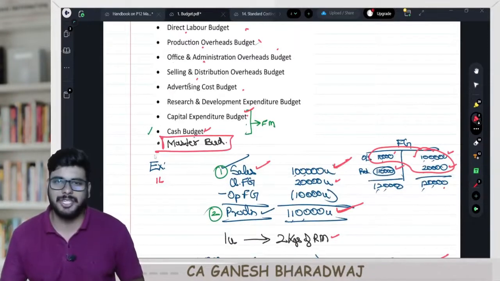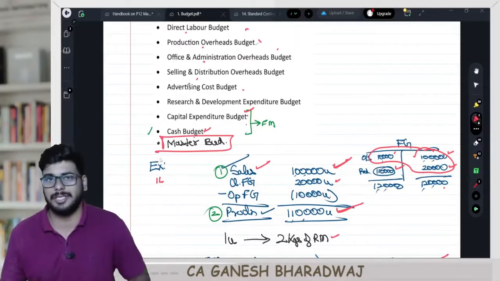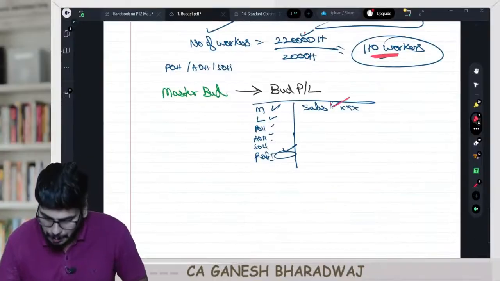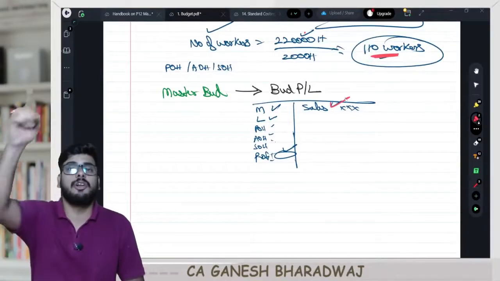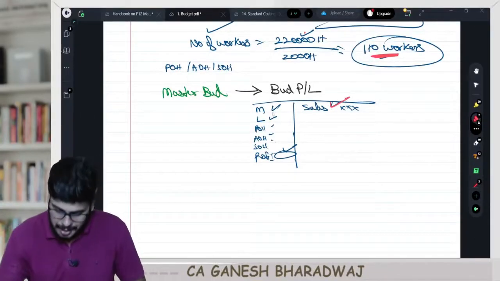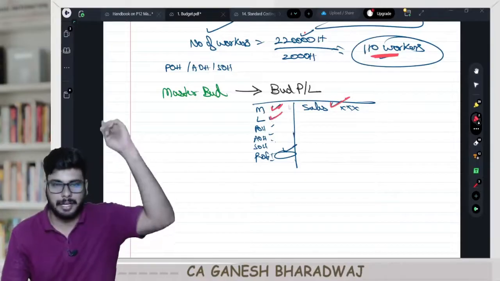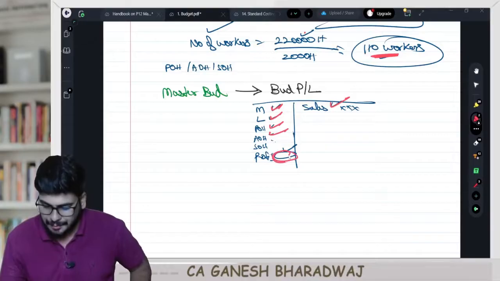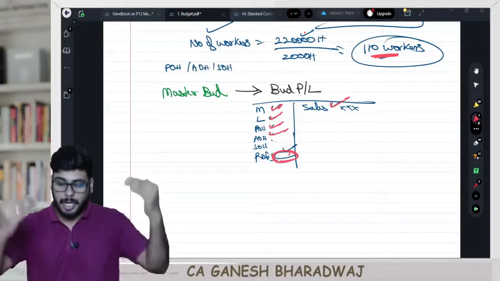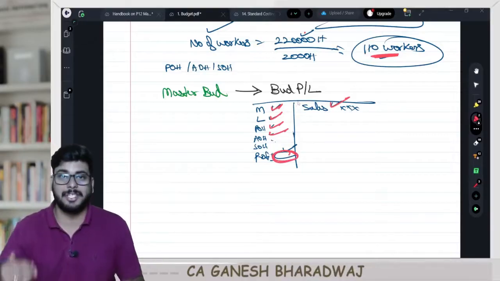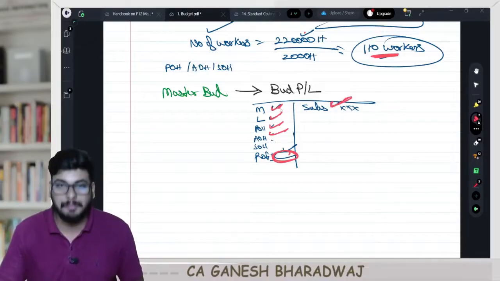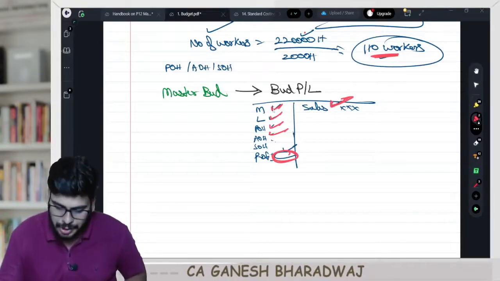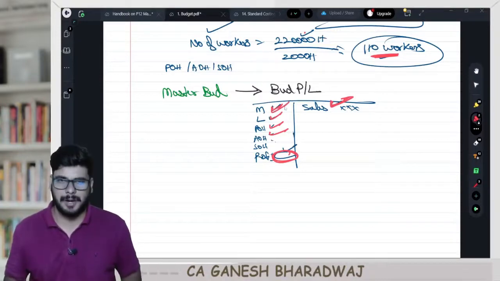This master budget is nothing but the budgeted profit and loss statement. So here you will be having the budgeted sales, right? And all the cost budgets will be here, right? So material cost budget, labor cost budget, POH, AOH, all these things will be there. And finally, you will be having budgeted profit. Now in this master budget, all the other functional budgets will be coming as a working note. There you will do the workings and post it here in this budgeted P&L statement. Are you clear with this?